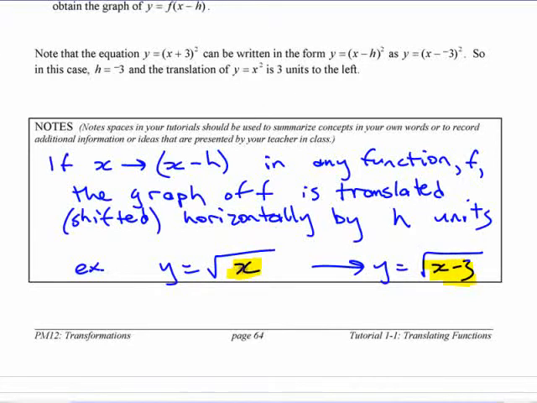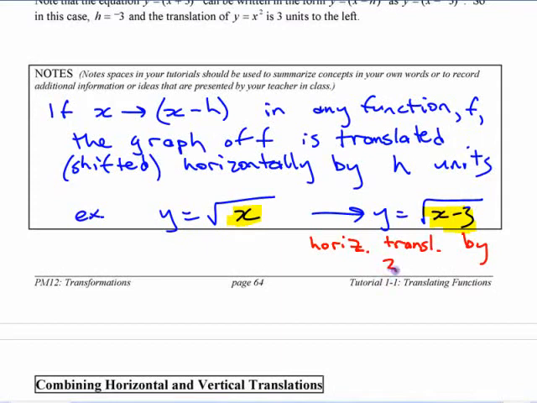If you change x to x minus 3, it's going to have shifted or translated how far and in what direction? This is going to be a, what's it going to be? Horizontal translation by how many units and in what direction? 3 units right. Okay. You looked at it with quadratics last year. You're looking at it with any kind of a function.